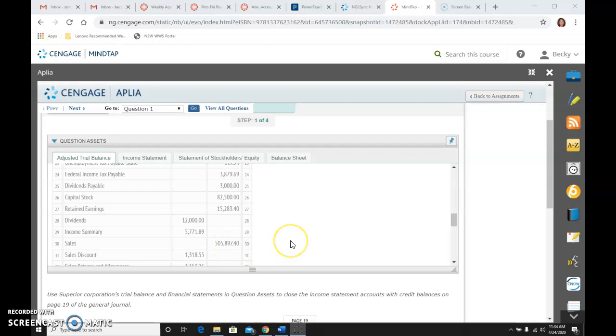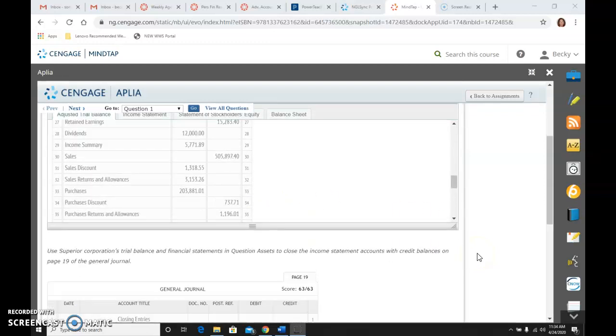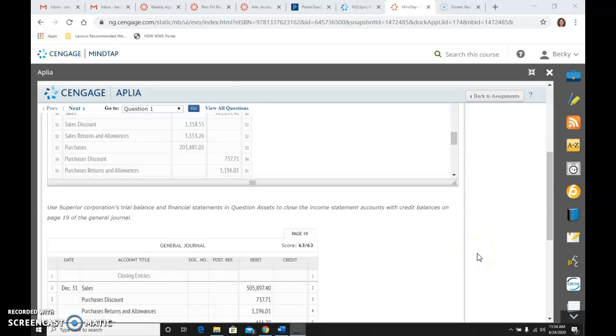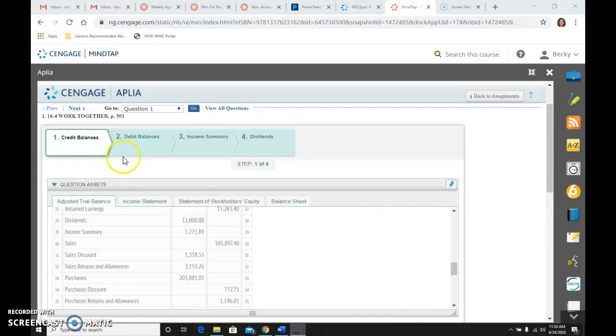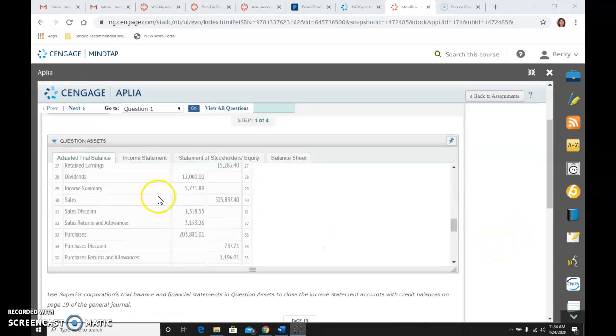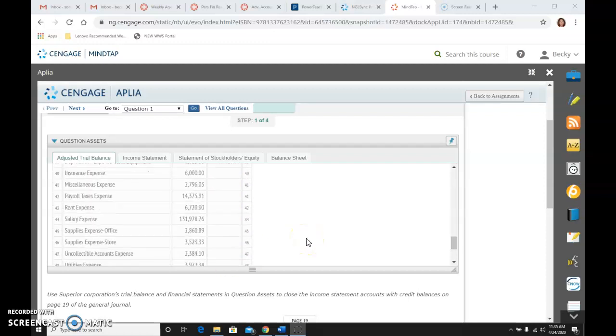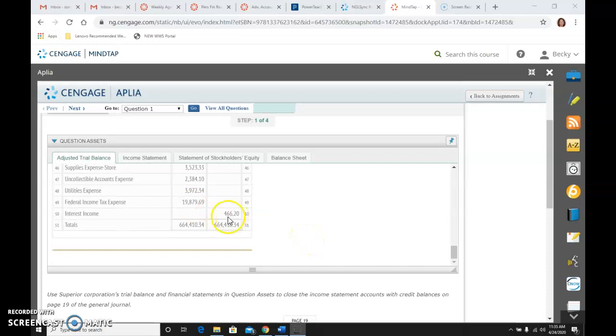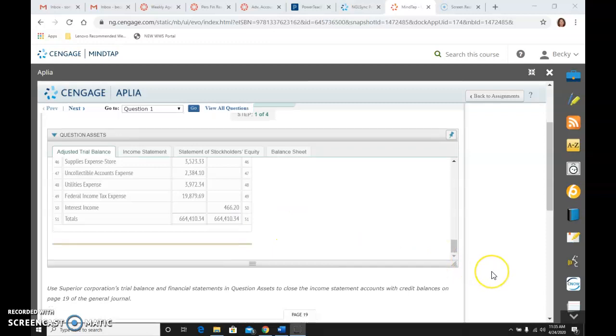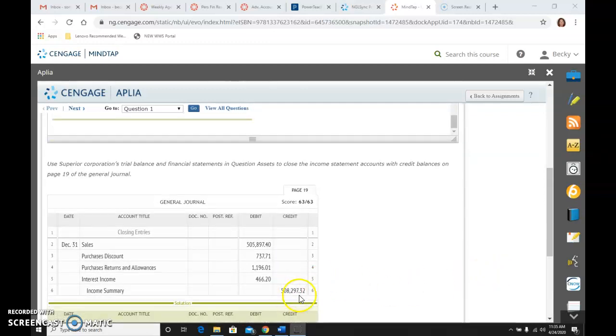So the very first entry that we need to make is related to the credit balances on the income statement. So the credit balances. So starting here, I'm looking and I have sales as a credit balance, purchase discount, purchase returns and allowances, and interest income. They all have credits, so to close them and get rid of them, I need to debit them for those amounts and then add them up and credit income summary.